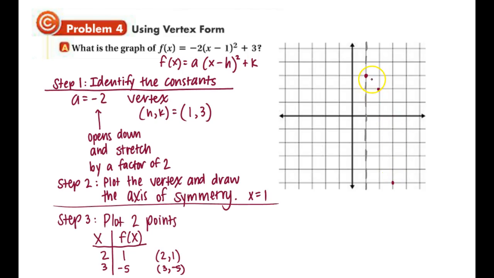And then to get the other side, you just want to reflect. So like I talked about in a previous example, you just count how many units away each coordinate is horizontally from the axis of symmetry. So we want 1 point to the left here, and then 2 points to the left here. And then you want to connect.